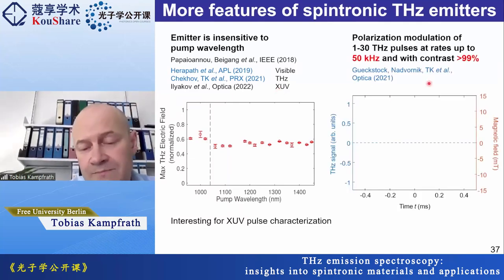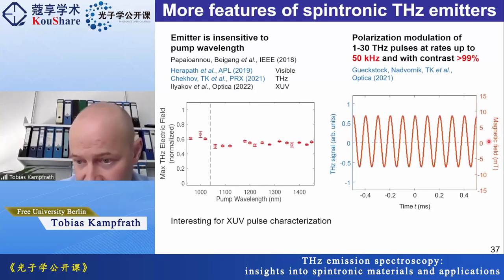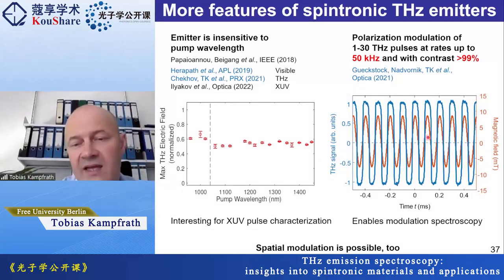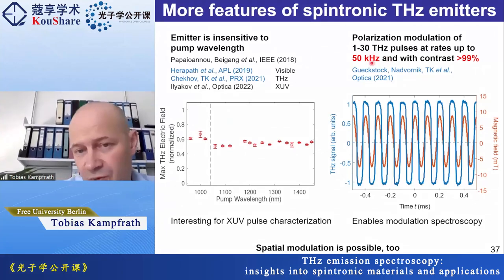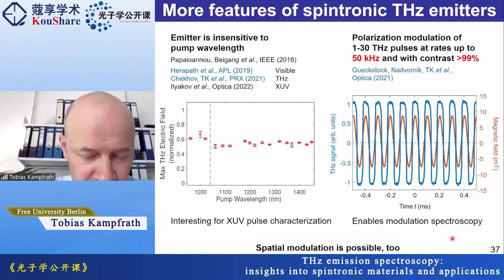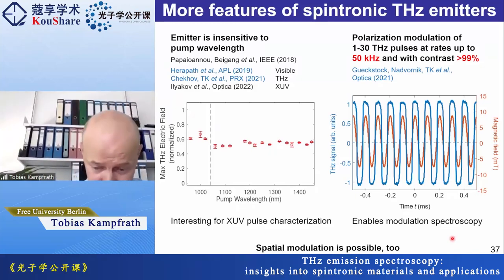Then you can easily tune the polarization direction of the emitted terahertz pulses by just playing with the external magnetic field. And you can do this actually also with a quite high frequency of tens of kilohertz. So what you see here is the magnetic field as a function of time. And when you then measure the terahertz amplitude, you see that the terahertz amplitude follows accordingly. And this means you can quite quickly, at up to 50 kilohertz, modulate the amplitude of the terahertz pulse. And this enables applications, for example, like modulation spectroscopy or ellipsometry.